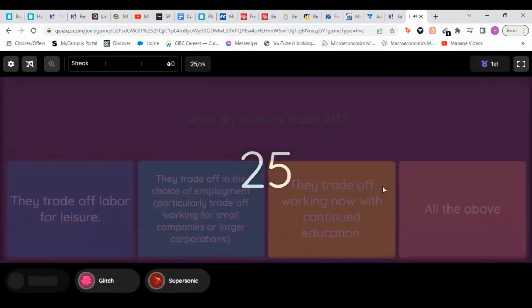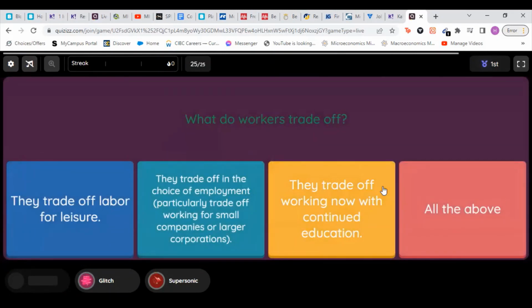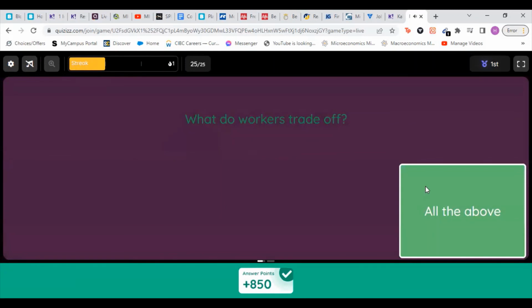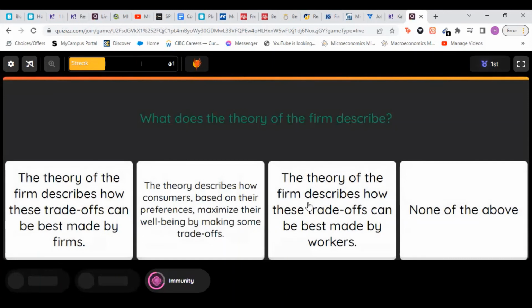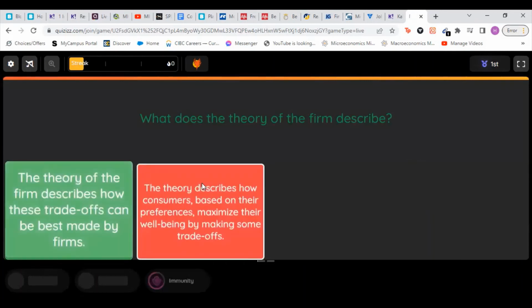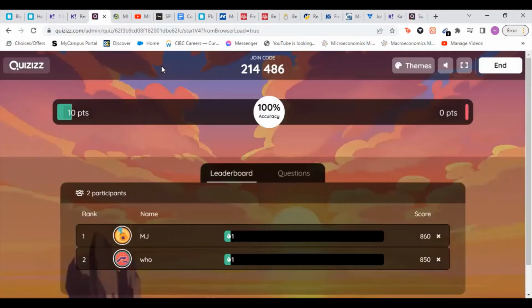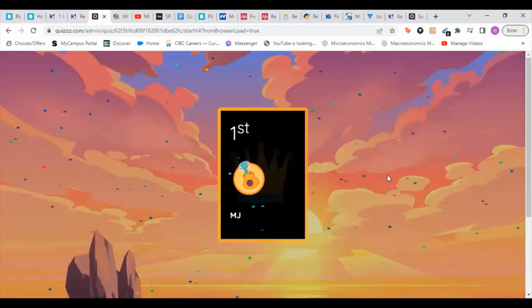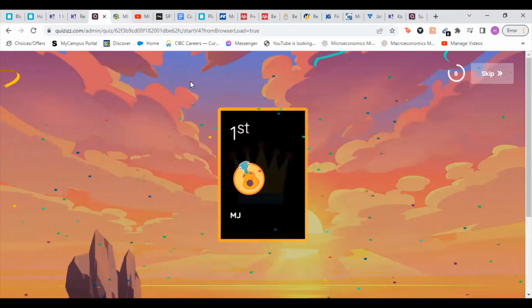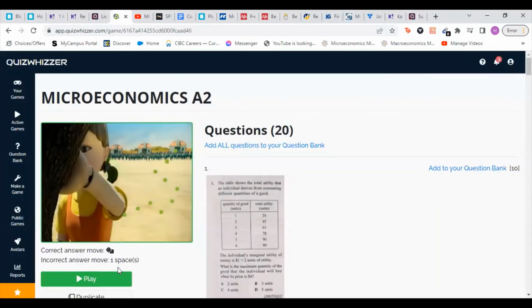Then what do workers trade off? All of the above. What does the theory of the firm describe? Second option, I think. Great work on that. Great job, Caesar. Great job, Gia. Excellent work. That was excellent. Awesome competition. Great work on that one.